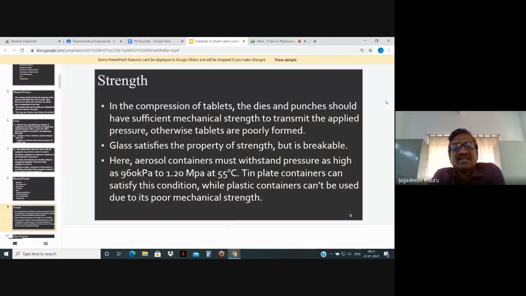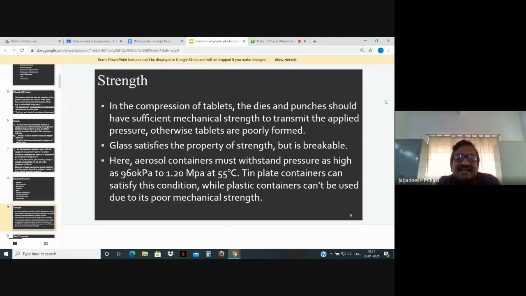So strength is very much important in our packaging material, in our equipment, in our containers, or any utensils or accessories used for transportation. Whether it is a pipe or a valve, everything should withstand our conditions of flow and the conditions of our materials.